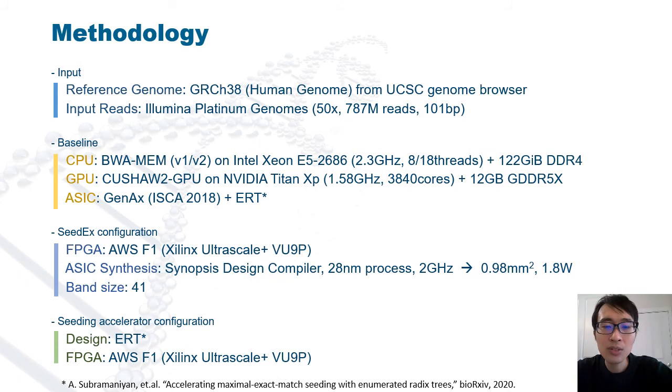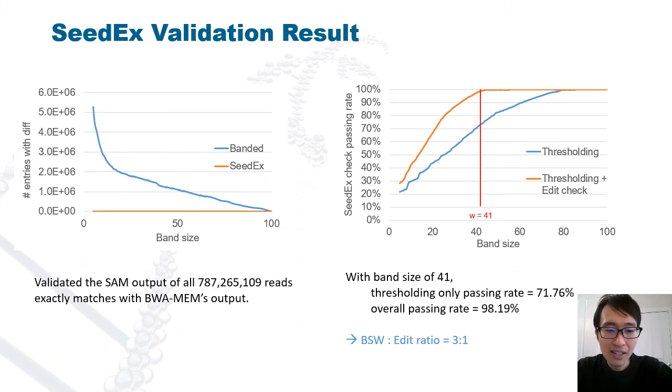Let me move on to the evaluation methodology. We use Illumina 101 base pair reads of 50x coverage. We compare SeedEx with BWA-MEM 1 and 2, Cusho 2 GPU, and Genax, which was presented in ISCA 2018. We used a seeding accelerator that we've developed called ERT. We validated that the output of all 700 million reads exactly matches BWA-MEM's output.